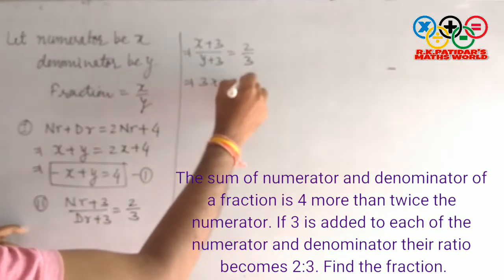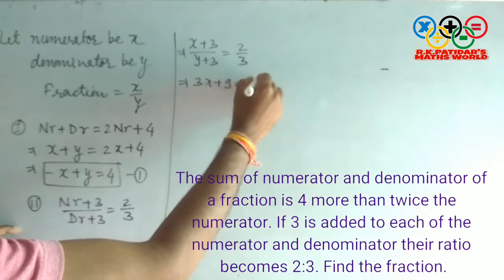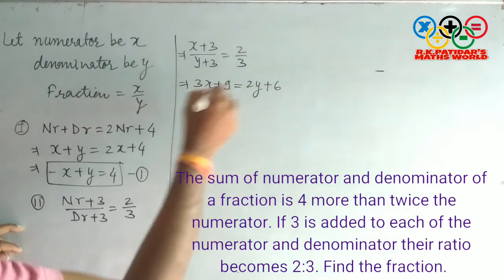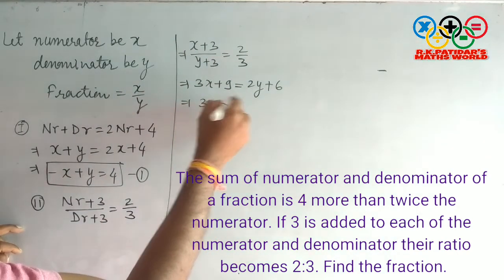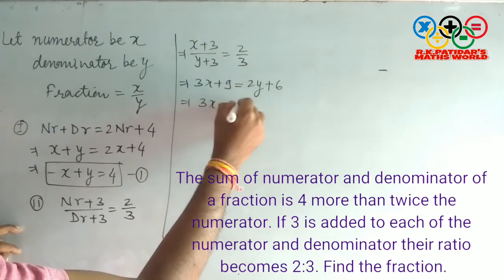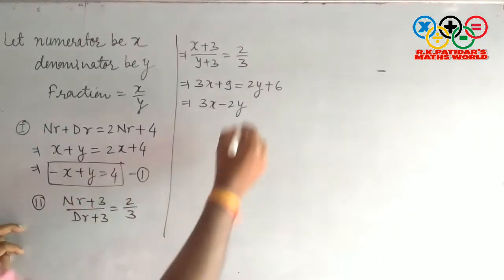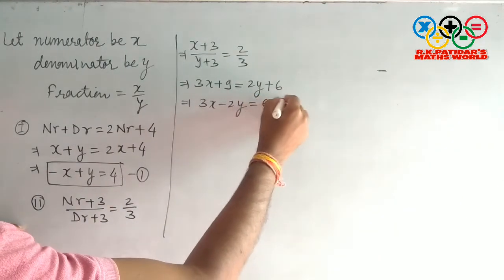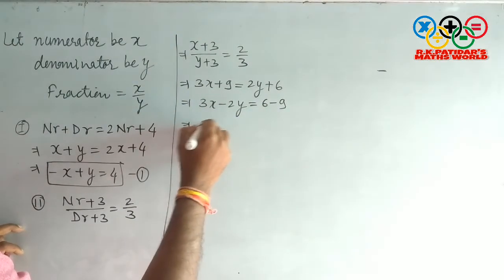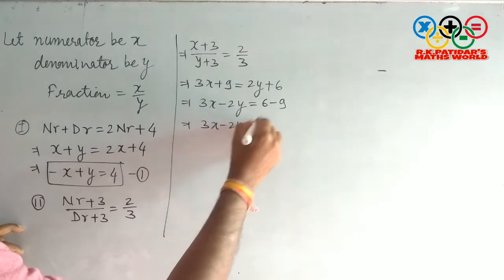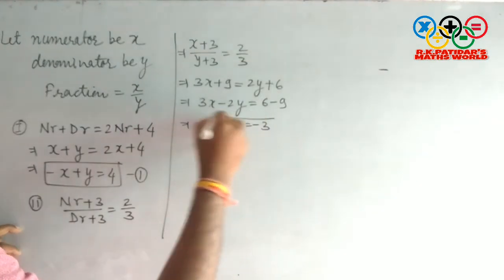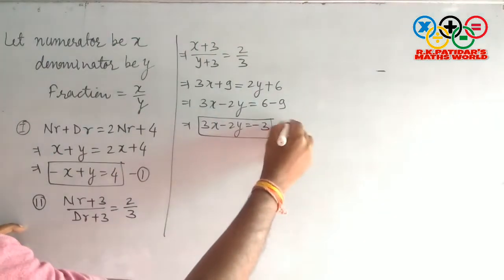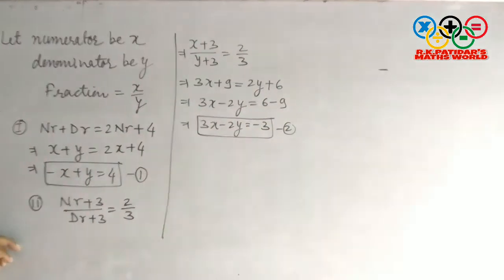3x plus 3 3 ja 9. 2y plus 2 3 ja 6. So it is 3x. 2y को इधर ट्रांसपोज कर लेंगे तो माइनस 2y is equal to 6 minus 9. So it is 3x minus 2y is equal to 6 minus 9 is minus 3. This is our second equation.